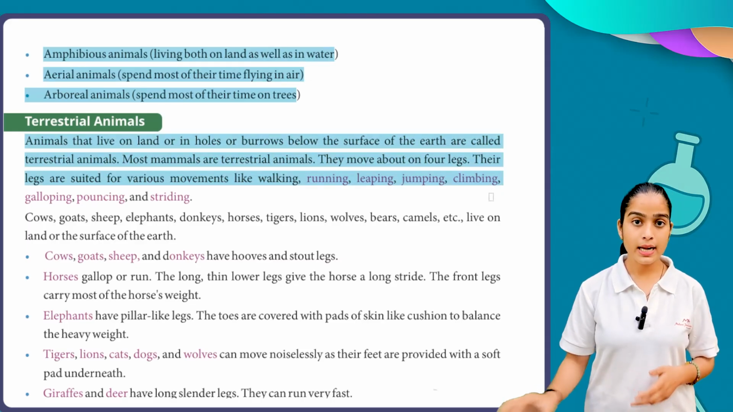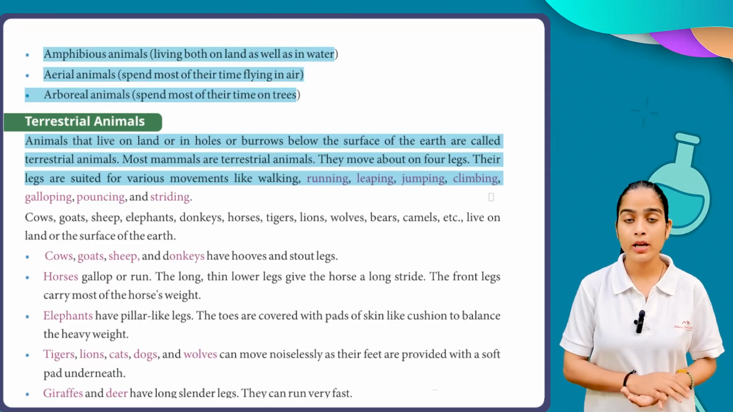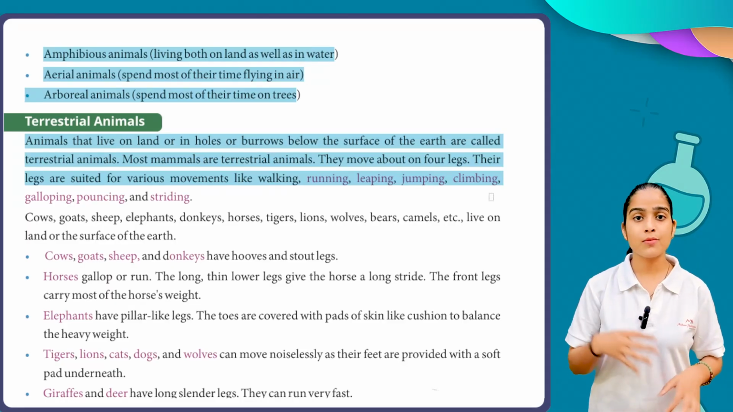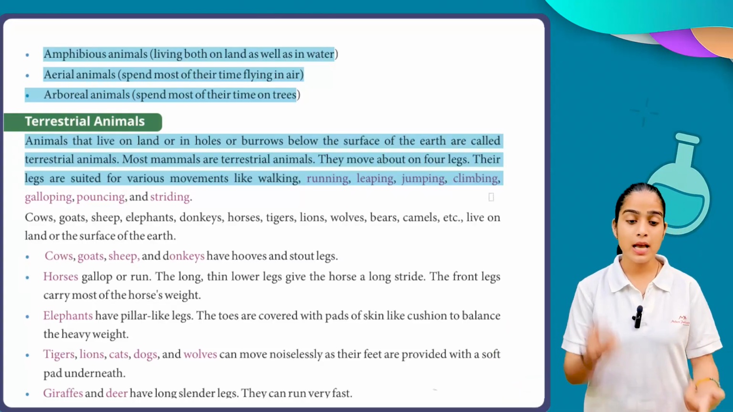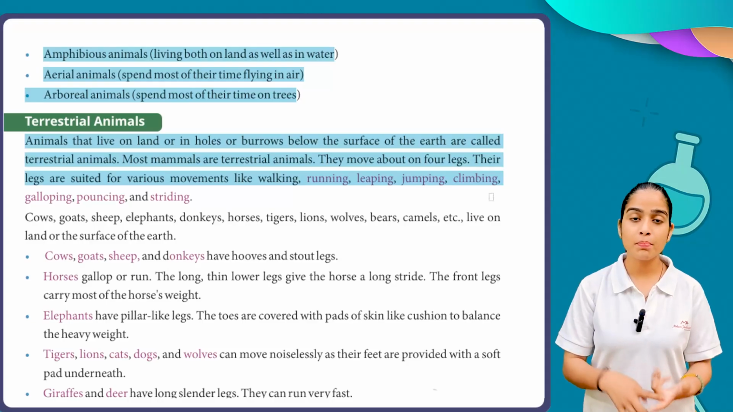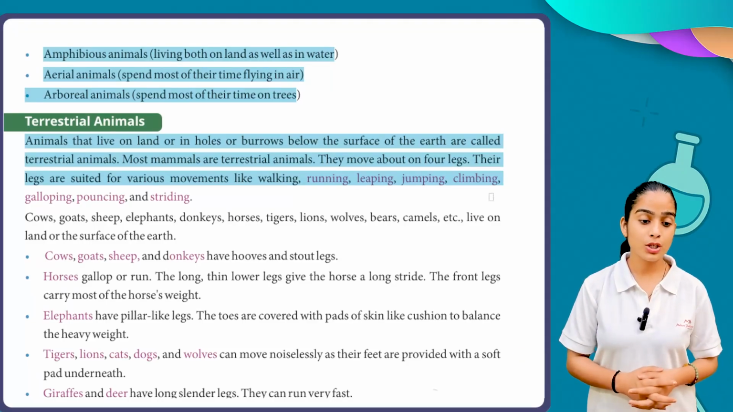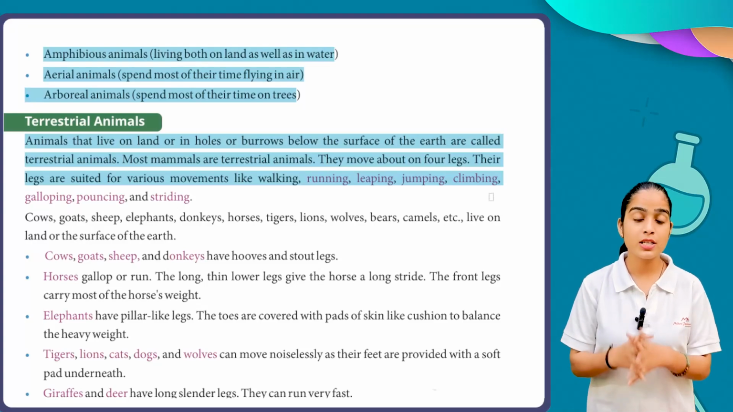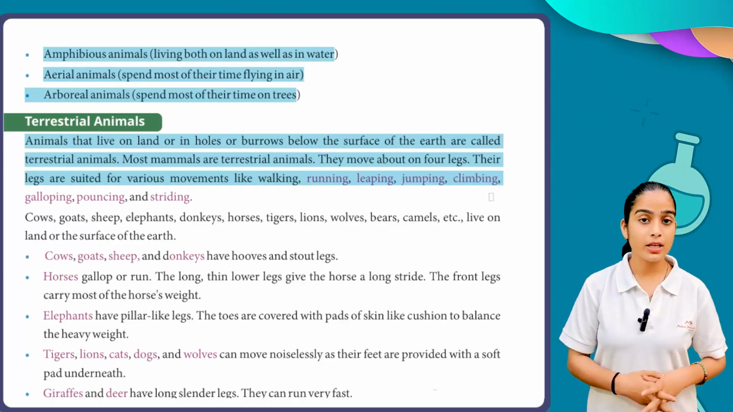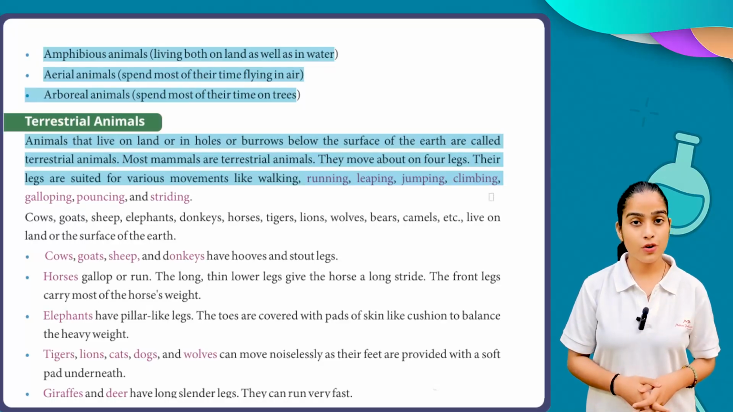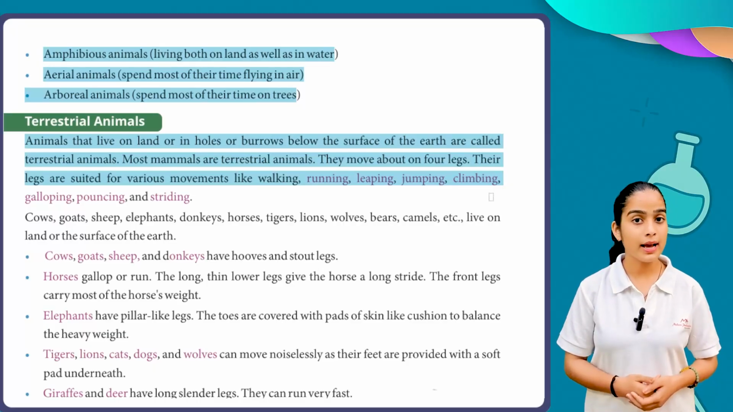So what we understand here is that most animals live on land only. With the help of their four legs, they can move from one place to another and perform different activities like walking, leaping, jumping, climbing, etc. Next, cows, goats, sheep, elephants, donkeys, horses, tigers, lions, wolves, bears, camels, etc. live on land, on the surface of the earth. So you can say these are examples of terrestrial animals.